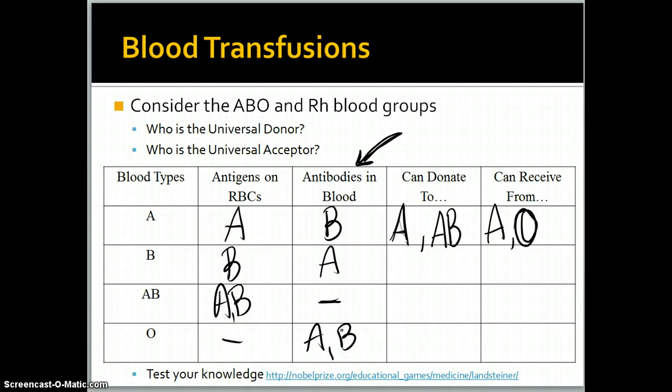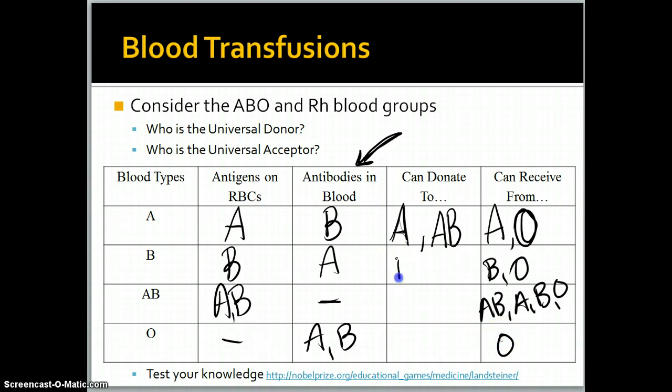So I'm going to do receive from first. So individuals with type B can receive from B. They can also receive from O. O will not interact with the A antibodies because there's no antigens. Okay, AB can receive from everybody. They are the universal acceptor. And type O can only receive from O.